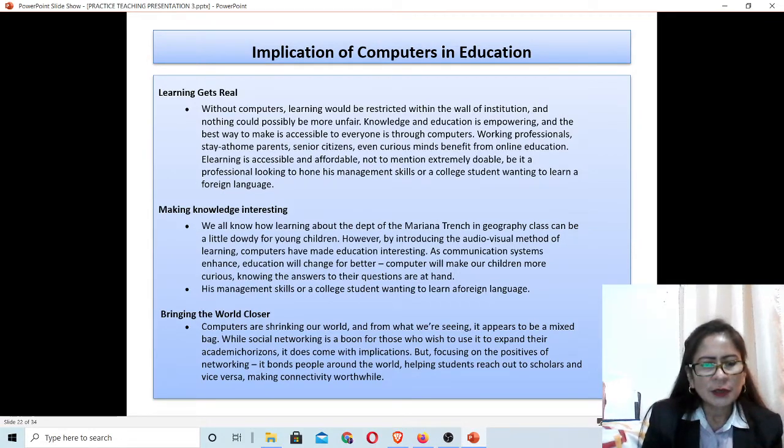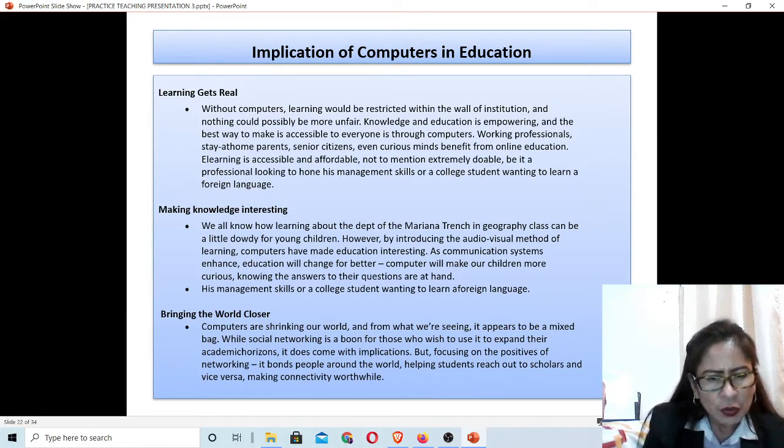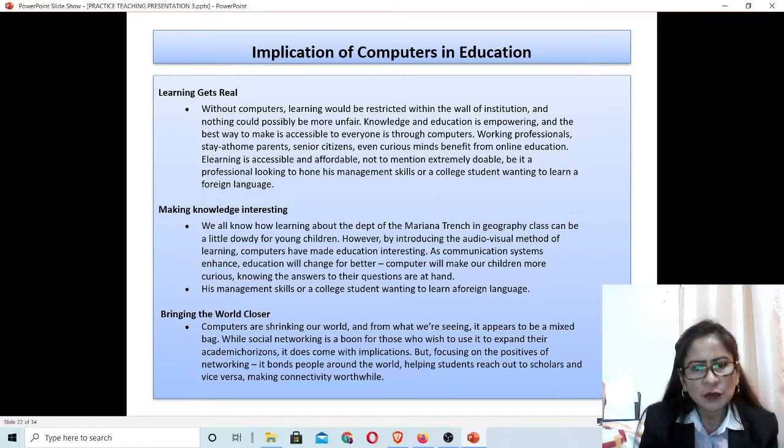Bringing the world closer. Computers are shrinking our world, and from what we're seeing, it appears to be a mixed bag. While social networking is a boon for those who wish to use it to expand their academic horizons, it does come with complications, but focusing on the positive of networking, it bonds people around the world, helping students reach out to scholars and vice versa, making connectivity worthwhile.